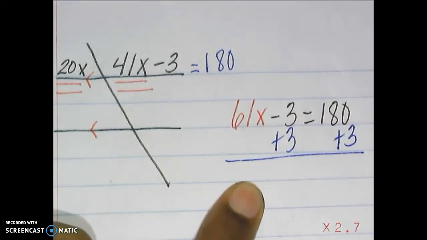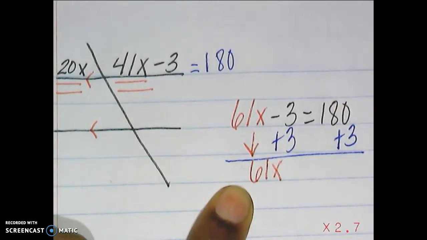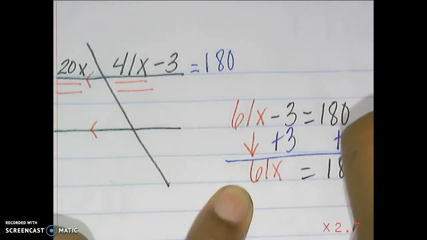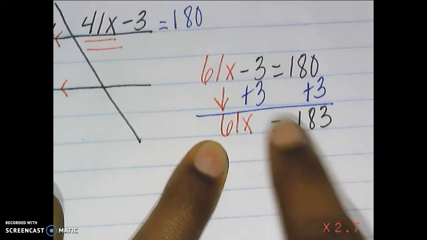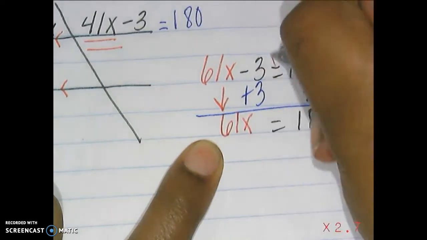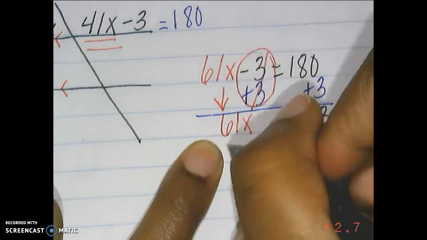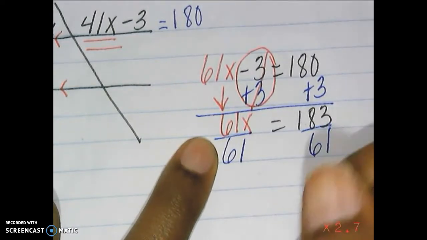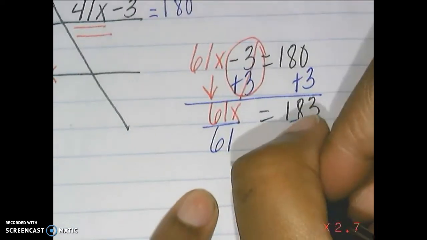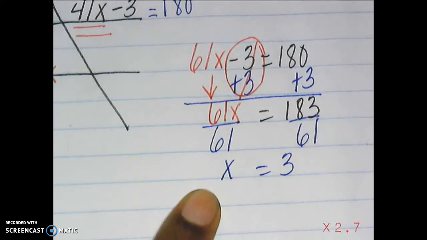So that's going to leave me with 61x equals 183. Okay, and then one more step. All we did was add to make the 3 go away because we needed it to be a 0. Then the last step is going to be to divide both sides by 61. Yes, they're big numbers, but it's not something that you can't handle. So x equals 3.